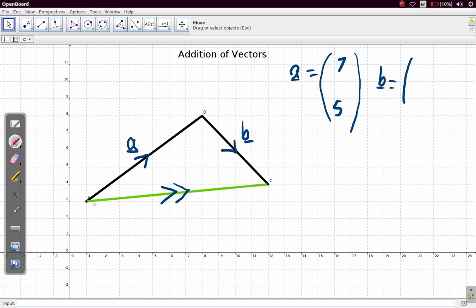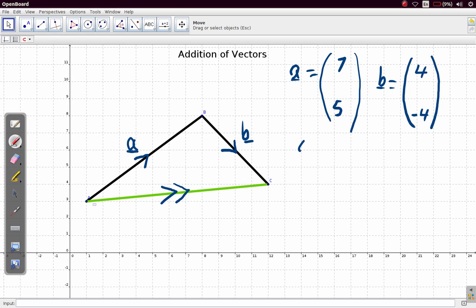What about vector B? To get B, you have to move from one end to the other. 1, 2, 3, 4. Alright, let's move this way. 1, 2, 3, 4 to the right, and 1, 2, 3, 4 down. So it's 4 to the right, 4 down. 4 to the right means x is 4. 4 down means y is -4. The x component is the horizontal, the y component is the vertical.